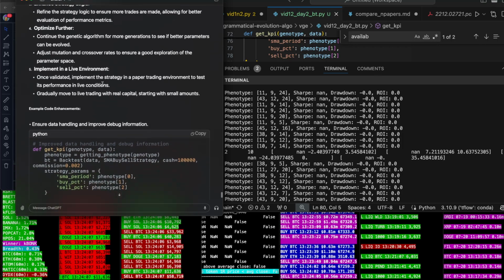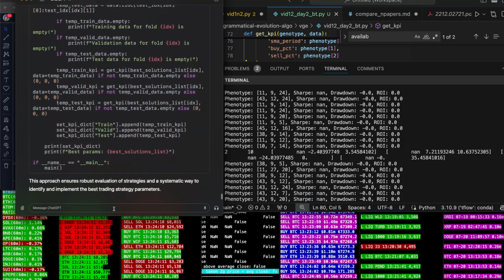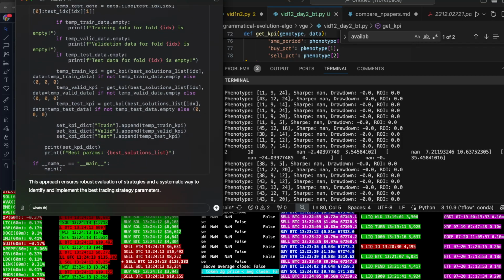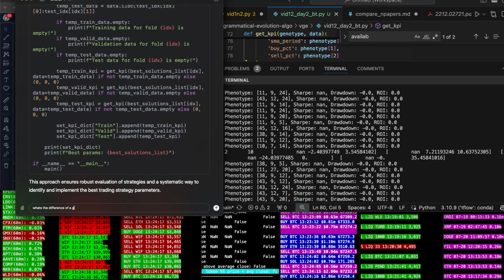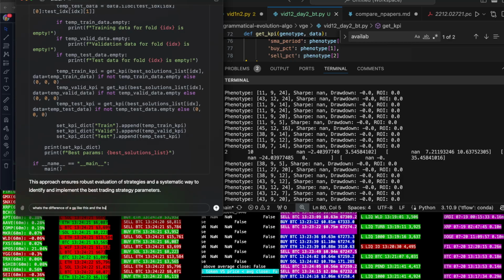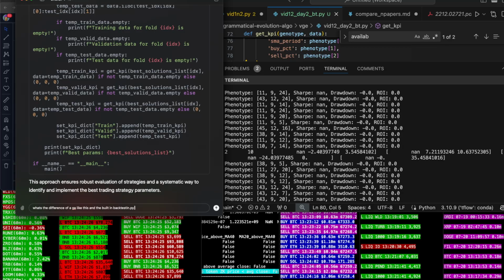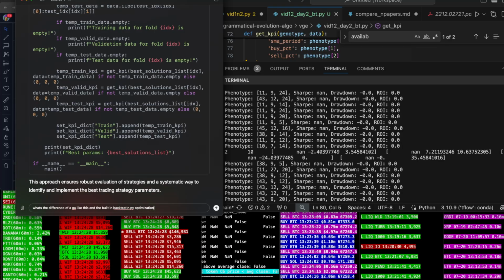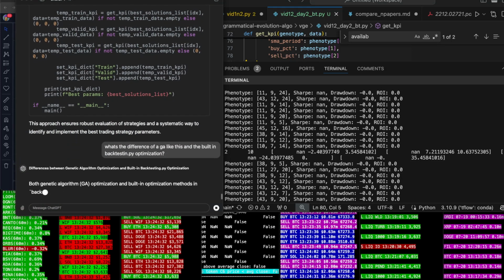So tell me this. What's the difference between a GA like this and the built-in backtesting.py optimization? Tell me the difference, dude.